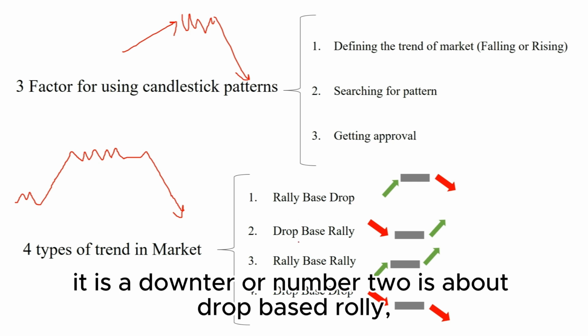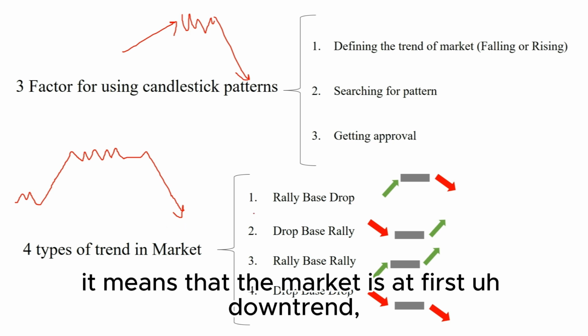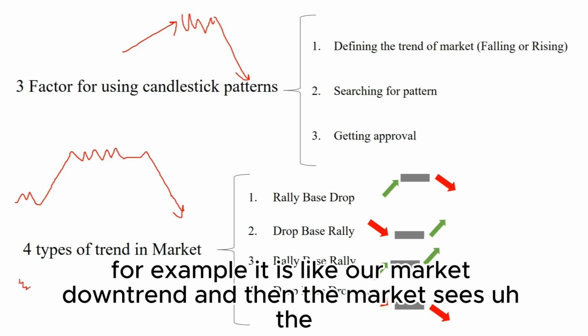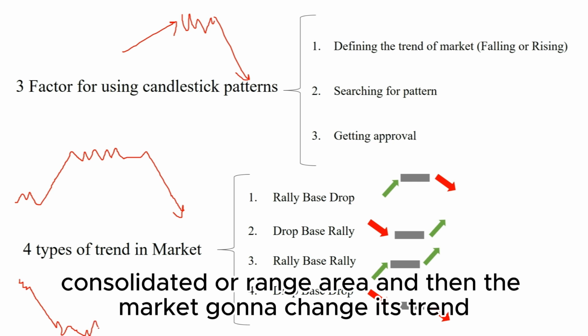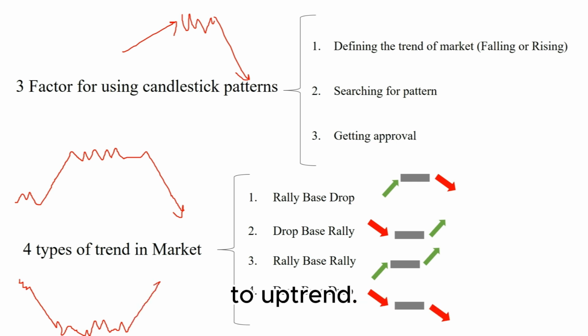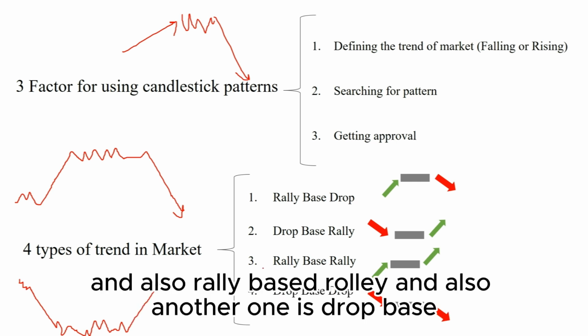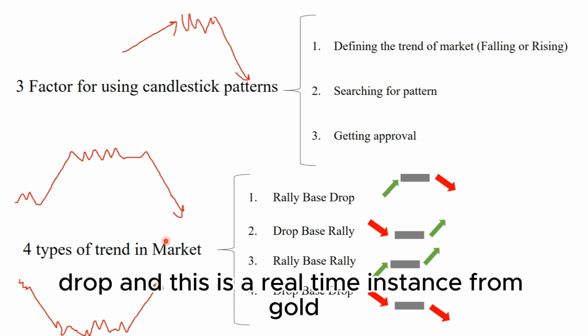Number two is the drop based rally. It means that the market is at first in a downtrend, and then the market sees a consolidated or range area, and then the market is going to change its trend to an uptrend. And also there is the rally based rally, and another one is the drop based drop.